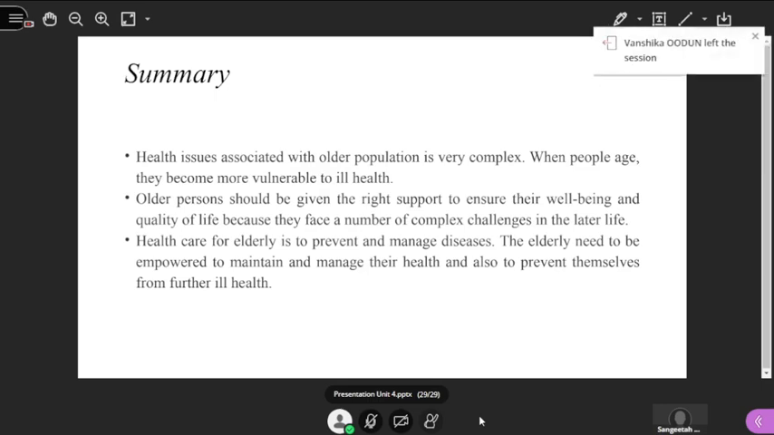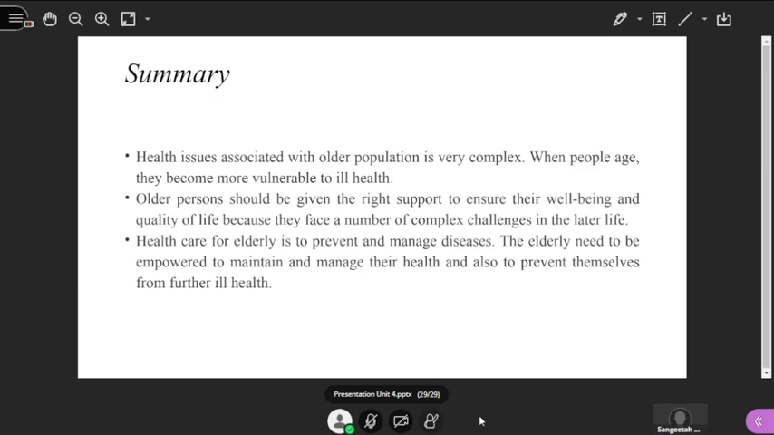So in summary, guys, in unit 4, as we did it together with half of it when we were doing unit 3, we learn about health issues associated with older persons, and we say it is very complex. When people age, they become more vulnerable to ill health. Older persons should be given the right support. They should be empowered, capacitated, and made to know about the things that are in favor of them, about their rights to ensure their well-being and quality of life, because they face a number of complex challenges in later life, as we said, because they are vulnerable.